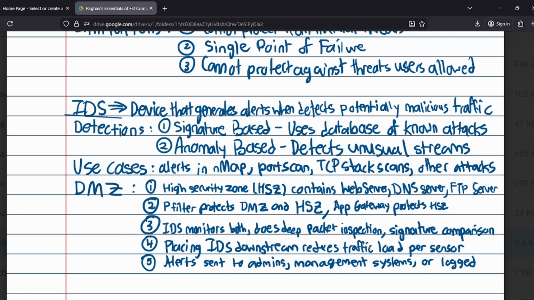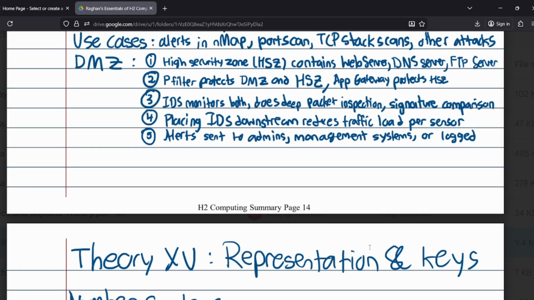Then you have the demilitarized zone. The demilitarized zone contains a high security zone, and the high security zone inside of it contains a web server, DNS server, and FTP server. Then a packet filter protects both of these zones, and the app gateway protects the HSZ. The IDS monitors both, does deep packet inspection and signature comparison. Placing the IDS downstream reduces the traffic load per sensor, and it alerts the admins and management systems, and logs everything.